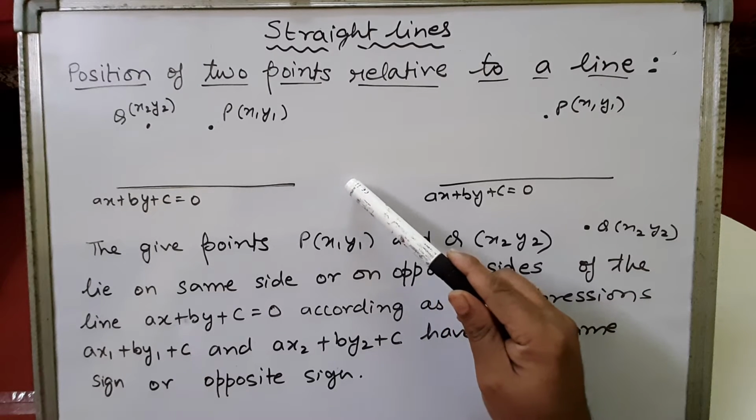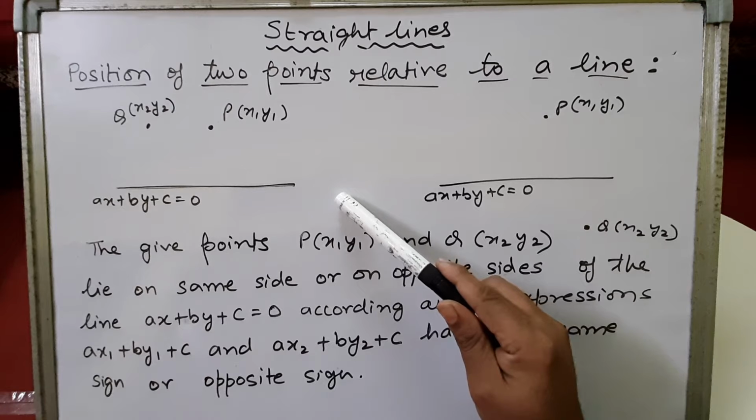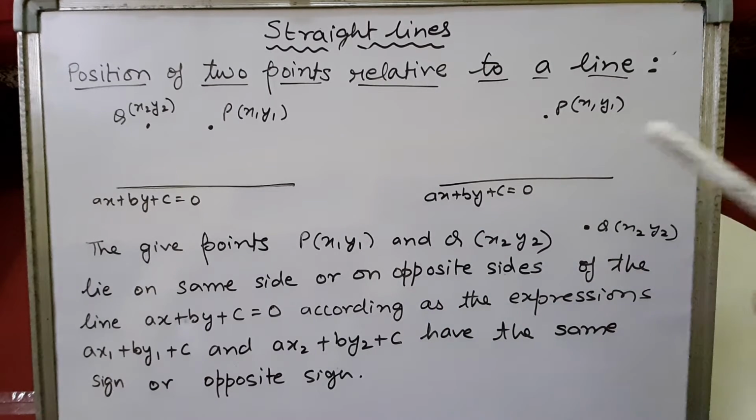And there are 2 points P and Q. In the first case, P and Q are on the same side of the line. And in the second case, we can see P and Q are lying on the opposite side of the line. So how can we show that P and Q are either on the same side or on the opposite side? We have to remember that P and Q lie on the same side or on the opposite side of the line ax plus by plus c equals 0, according as the expressions ax1 plus by1 plus c and ax2 plus by2 plus c have the same sign or the opposite sign.